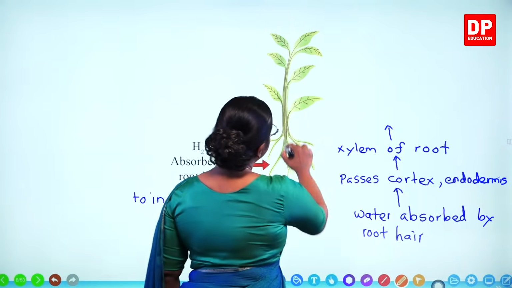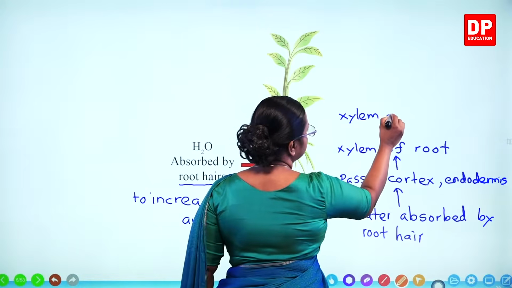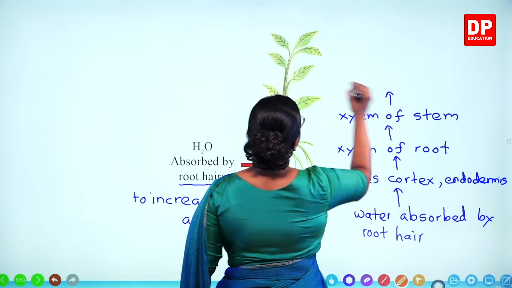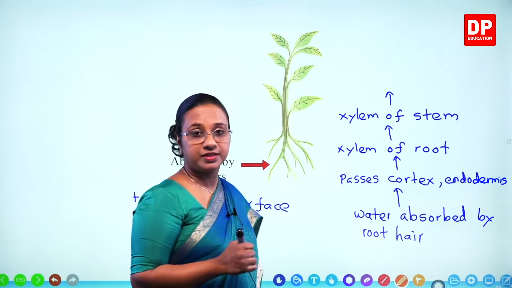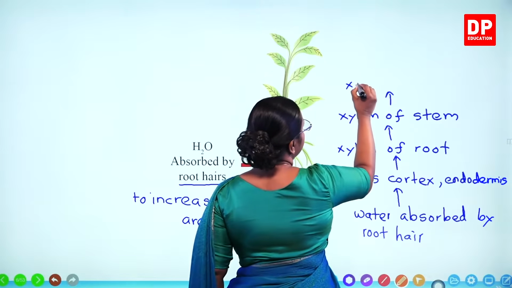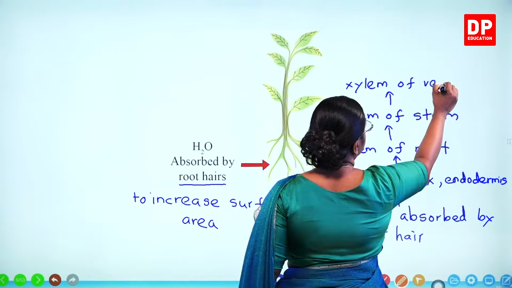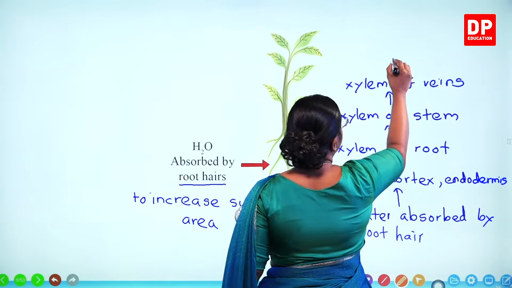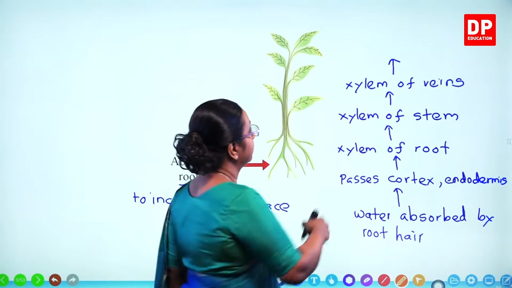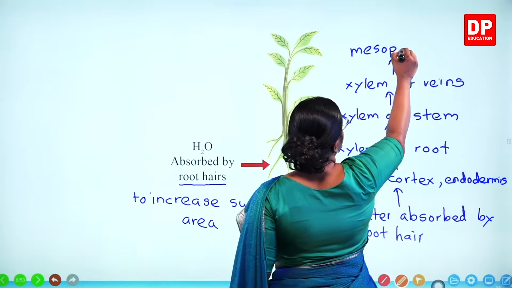From there, it travels to the xylem of stem, then reaches the veins of the leaves. They also contain xylem. So, xylem of veins, and finally they reach the mesophyll cells.